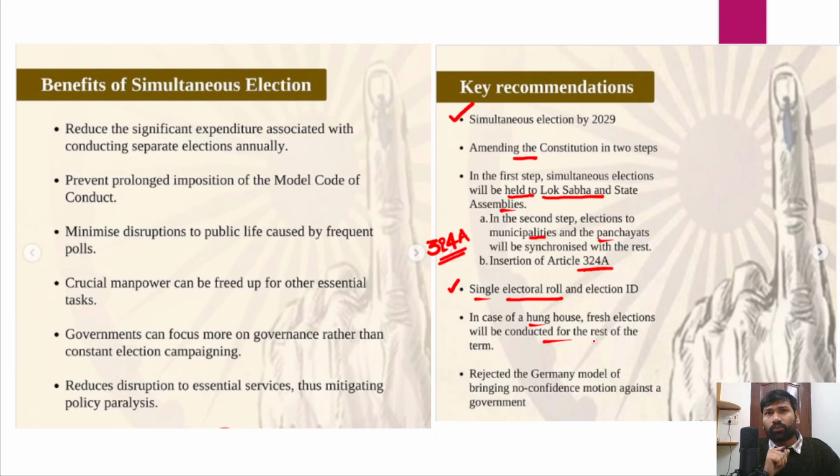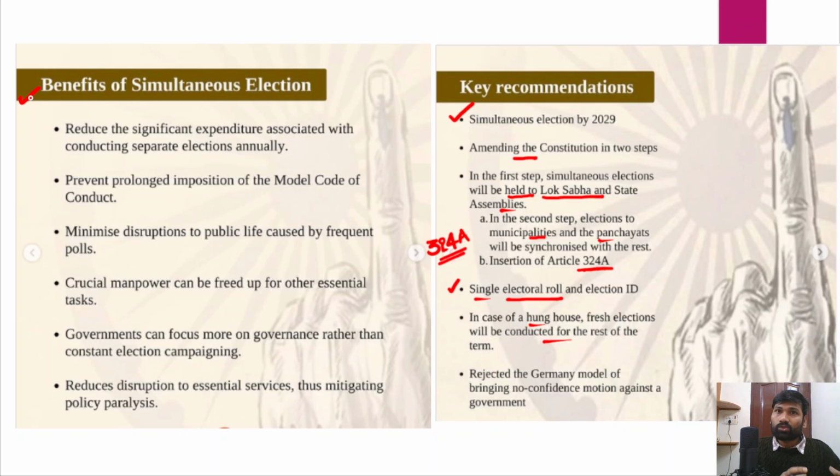Now, apart from the Ramnath Kovind panel, the Law Commission has recommended simultaneous elections, and the National Commission to Review the Working of the Constitution has also recommended simultaneous elections. Niti Aayog has also recommended simultaneous elections because of the benefits or advantages that they actually have. We'll try to understand the benefits of simultaneous elections, because it is very important. Because of that, the central government has decided to conduct simultaneous elections even though there is opposition from some states, particularly DMK of Tamil Nadu and Trinamool Congress.